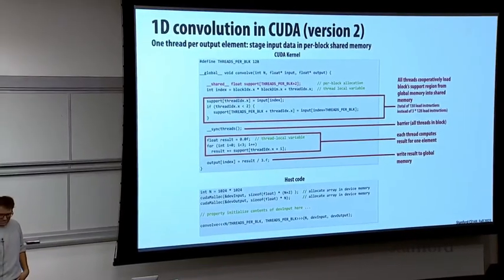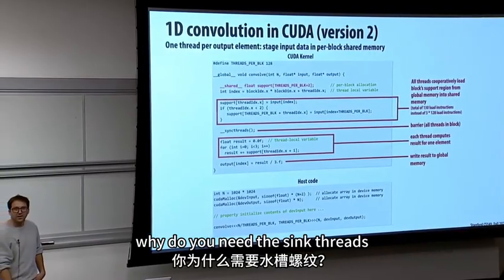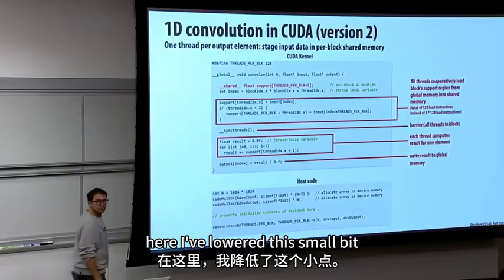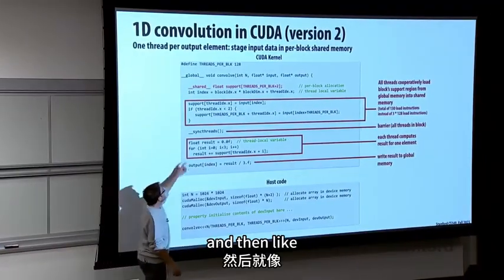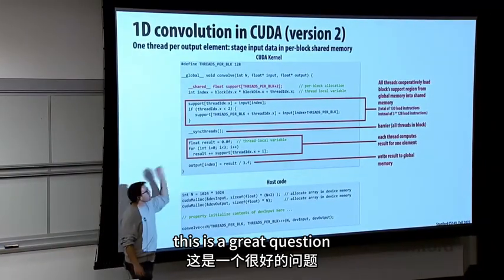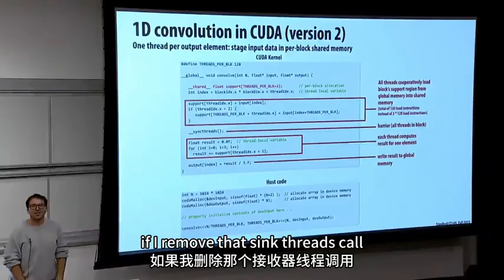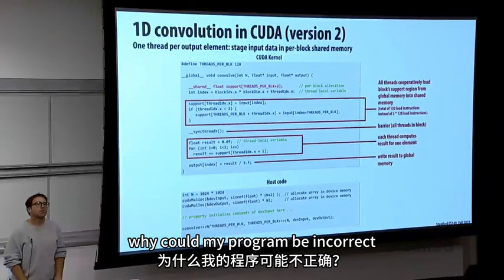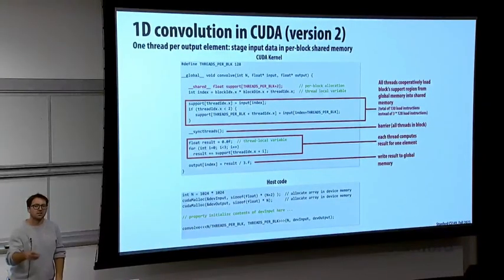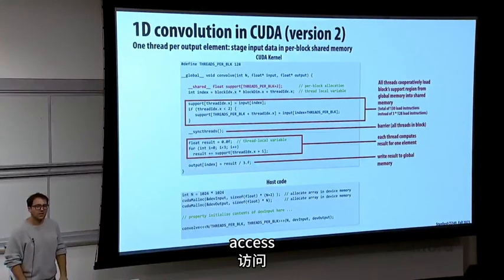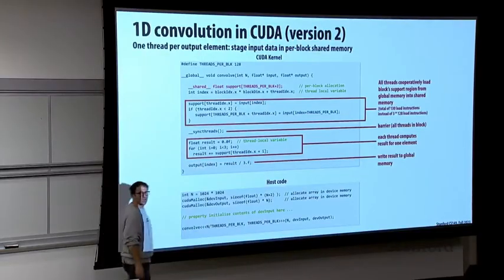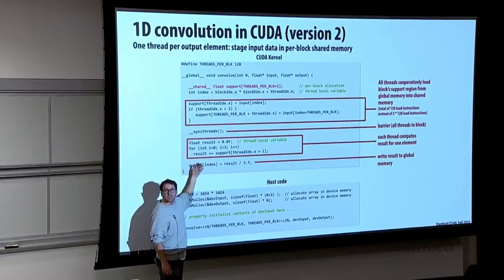Yes, sir? Why do you need the sync threads? Can you not say, hey, I've loaded this small bit, and then let's run the computation from the small bit? This is a great question. I want us to think about that as a class. If I remove that sync threads call, why could my program be incorrect? The access to the addresses that have been uploaded into the shared.